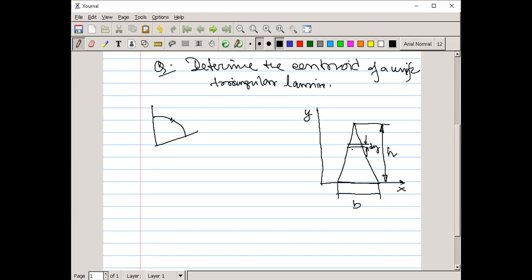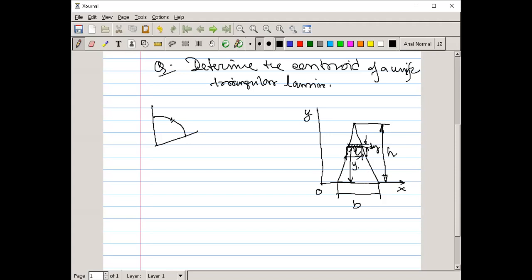Okay, and consider it in such a manner that at a distance y we take a small portion dy. In this section the width, consider it as l. Small l, this portion, means the width, and this height is considered dy, at a distance y from the x-axis. In such a manner you have to consider.